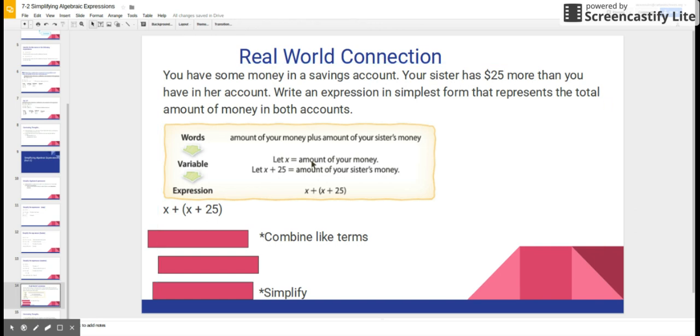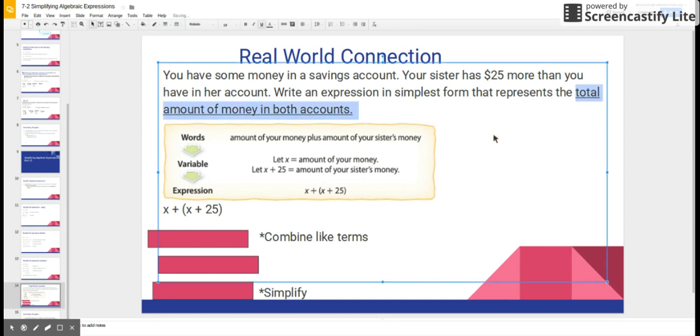So what I did was I broke it down. Words, we figured out a variable, and then we figured out an expression. So in words, the amount of money plus amount of your sister's money. That's the expression that you need to find: the total amount of money in both accounts.